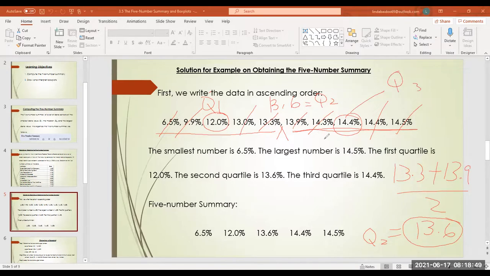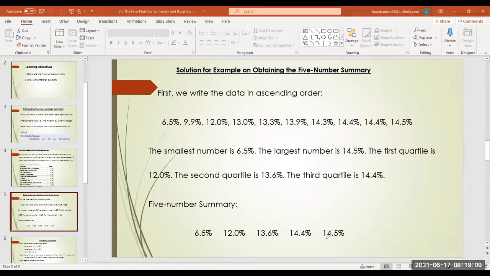So in summary, we have Q1, which is 12. We have Q2, which is 13.6. And we have Q3, which is 14.4. And the smallest data value here was 6.5. And the largest was 14.5. So this makes up the 5-number summary.